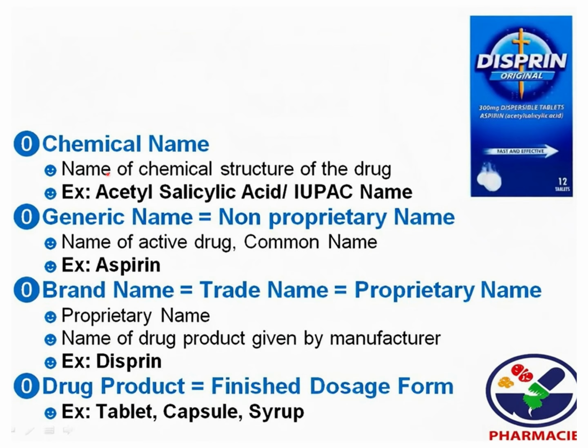So let's discuss the brand name, chemical name, generic name and drug product. The chemical name is the name of the chemical structure of the drug, for example acetyl salicylic acid. Then the generic name, which is also called the non-proprietary name, is the name of the active drug, like aspirin. Then the brand name, also called trade name or proprietary name, is the name of the drug product given by the manufacturer, for example Disprin. Then drug product is the finished pharmaceutical dosage form like tablet, capsule or syrup.